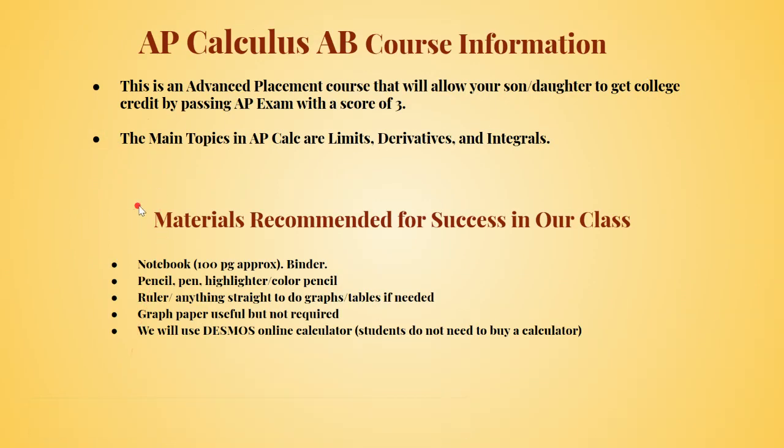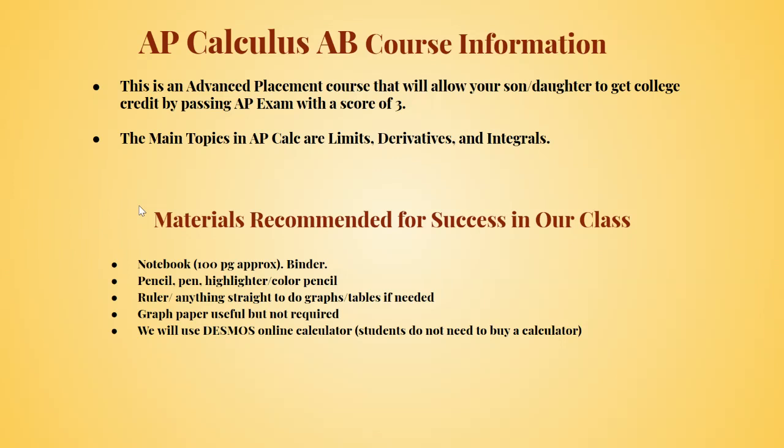All right, so AP Calculus AB course information. I'm sorry, this is an advanced placement course that will allow your son or daughter to get college credit by passing the AP exam with a score of 3. If your child gets a score of 2, that means they can go straight into calculus when they get to college. It gives them credit for the first year of calculus in college as well. The main topics that are covered here are limits, derivatives, and integrals.